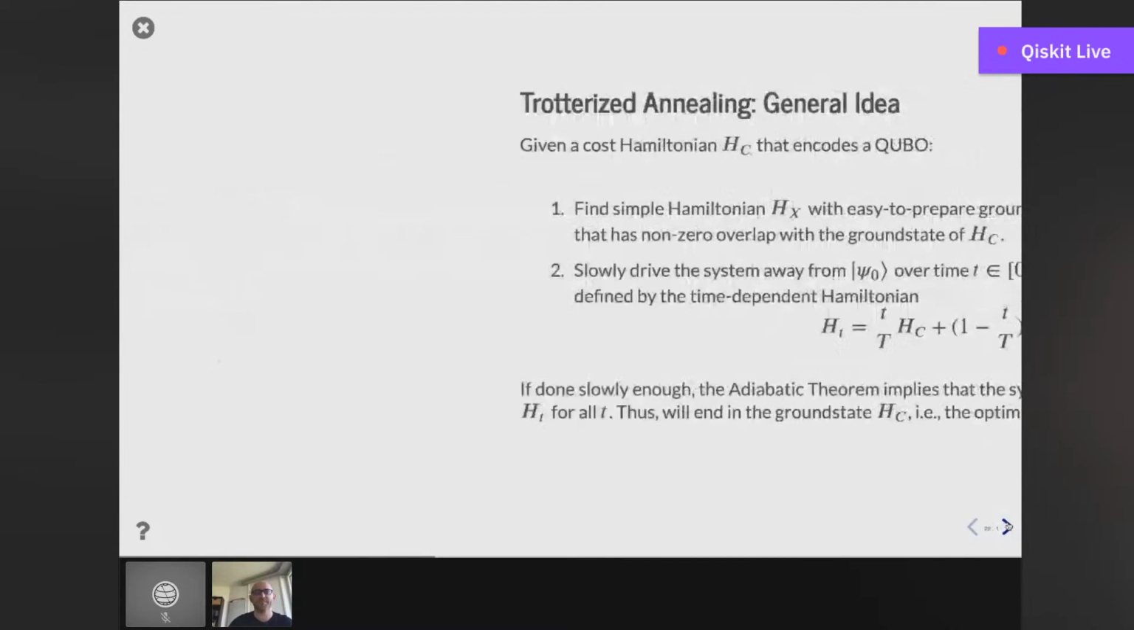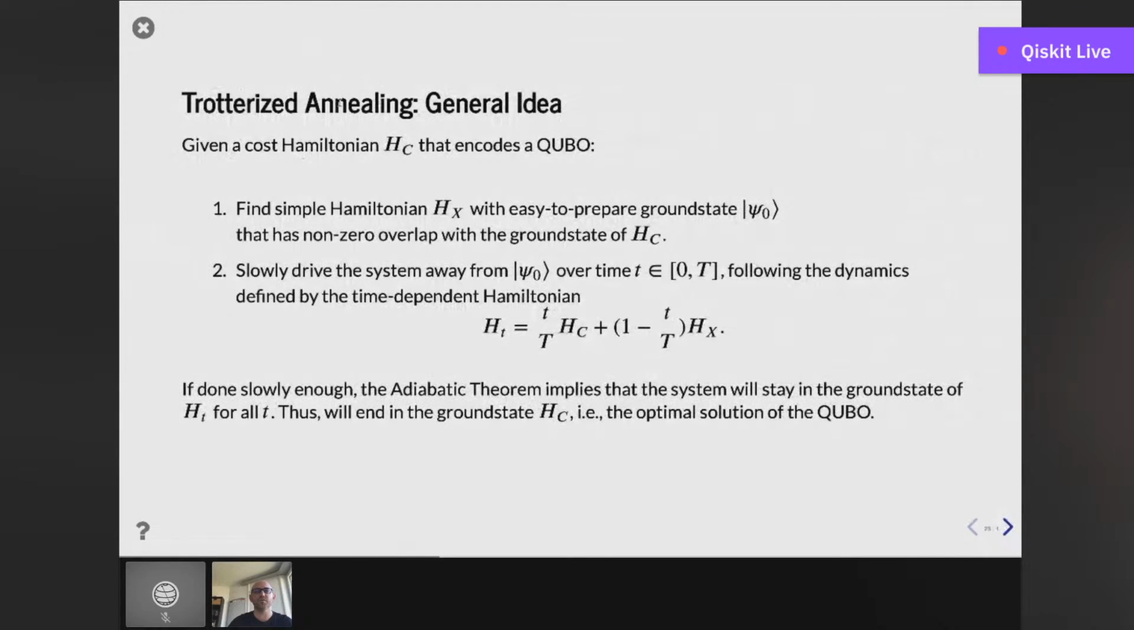and how we leverage this. And this leads us to trotterized annealing in the end, and I'd like to introduce the general idea here first. Let's suppose we have a cost Hamiltonian HC that encodes the QAOA problem we are interested in. Then the idea is that we first find a simple Hamiltonian HX, which has an easy to prepare ground state psi 0, which has a non-zero overlap with the ground state of HC, so of our original problem. Let's assume this is given. I'll get back to that in a second.